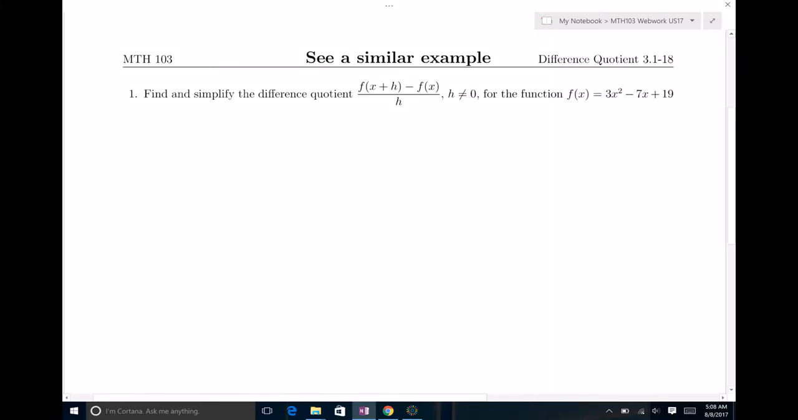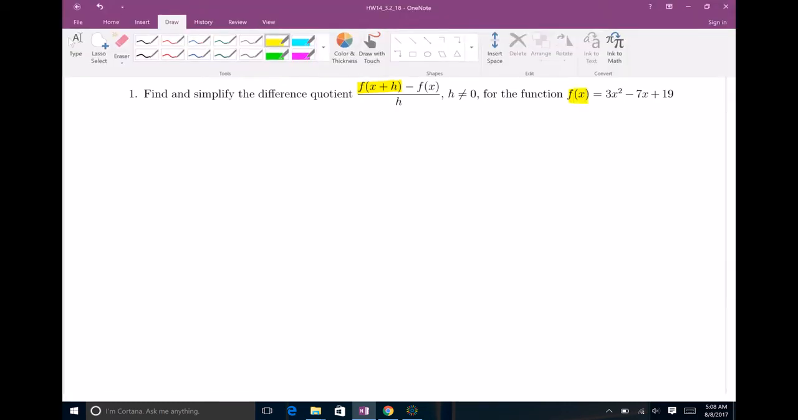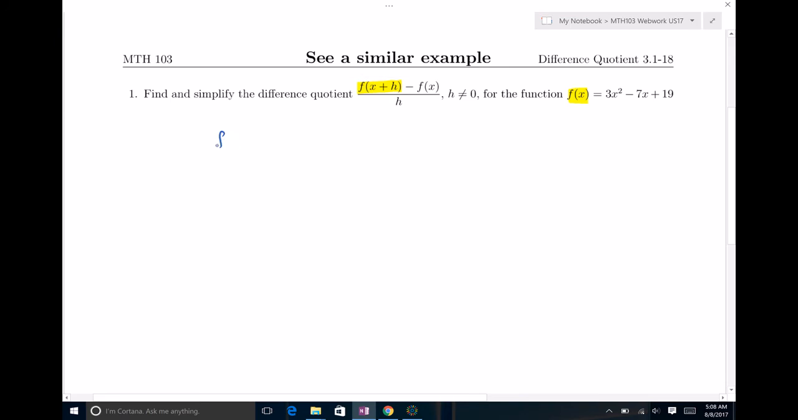Now, in order to find the difference quotient, that's this term over here, we're going to have to first start with finding out what f of x plus h is, since we already know what f of x is. And all this involves is that since you know that f of x is 3x squared minus 7x plus 19, in order to find f of x plus h, all you're going to do is take the x that's everywhere in this expression and replace it with an x plus h.